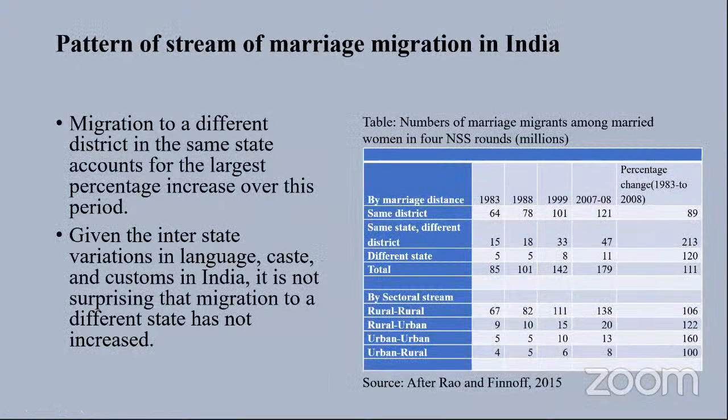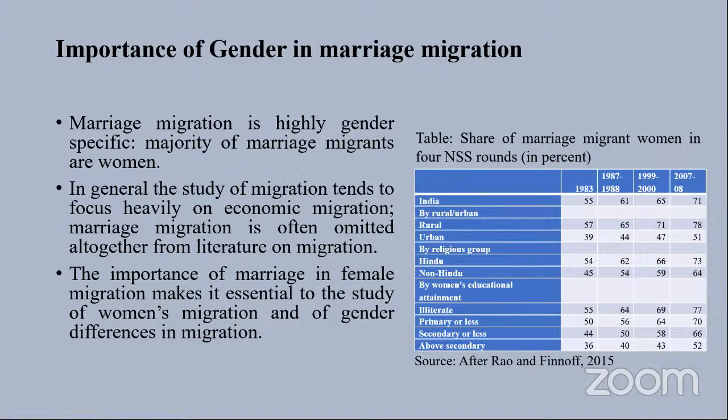And the stream of marriage migration in India. The NSS data helps us to understand the direction and stream of marriage migration within the state in different states over the period of different years. However, the cross-state migration sees very little change. Females migrate very little to a different state. They normally migrate within the state or within the district itself. So given the interstate language and custom differences in India, it is not surprising that migration to a different state has not increased.